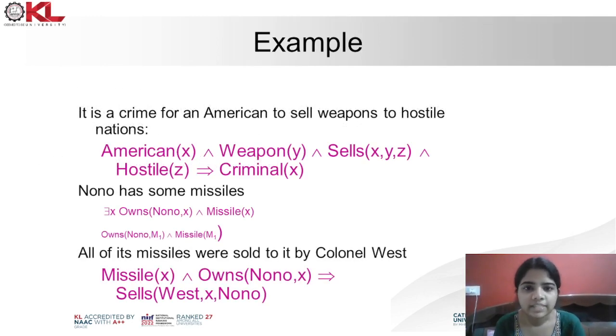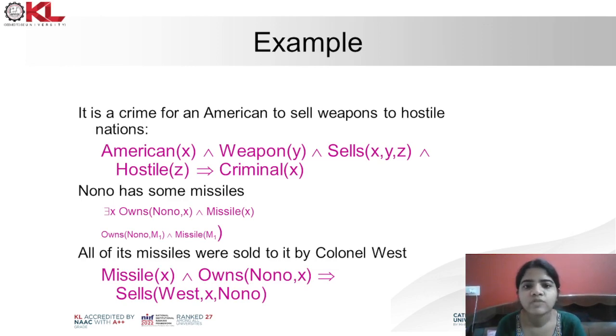When you go to the next slide, it is a crime for an American to sell weapons to hostile nations. So we consider this American as X, weapon as Y, and sells as X, Y, Z to the hostile, which is Z. So basically that American is considered the criminal. Next, NATO has some missiles. So basically this NATO is the opposite of this American, so we can say that it owns missiles.